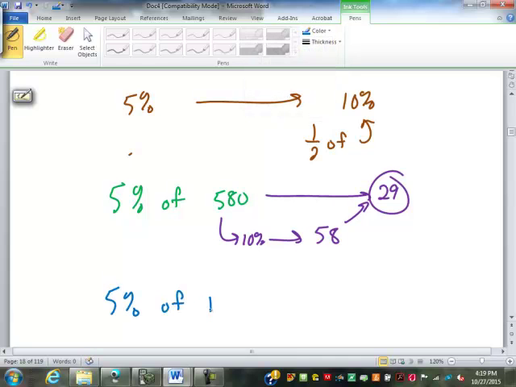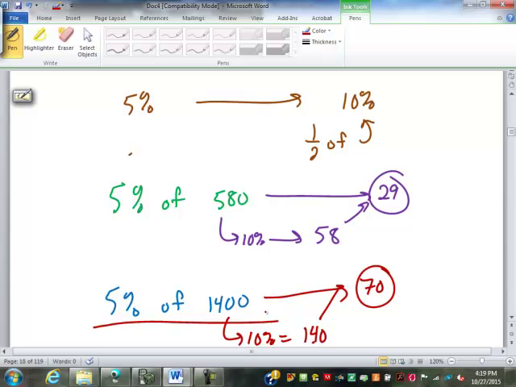5% of 1,400. Well, again, 10% is going to be what? 140. So half of 140 is 70. 5% of 1400 is 70. So there's all sorts of benchmarks out there that are extremely easy to calculate once you get thinking about them. And we're actually going to use these benchmarks when we come back from break to start doing some very simple calculations. And then, of course, we'll get into an actual exact calculation method.